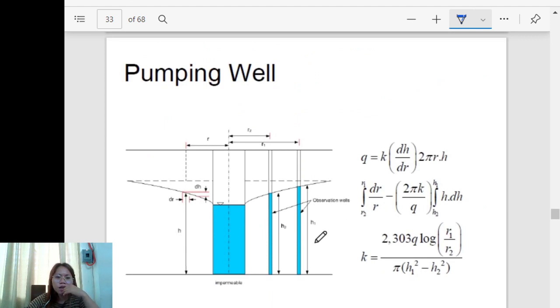For the pumping well, this is the well, then we have these two observation wells, or piezometric tubes. Then we have the heights h1 and h2. From the center of the pumping well to the center of this tube, the inner one, since this is h2, this is r sub 2.